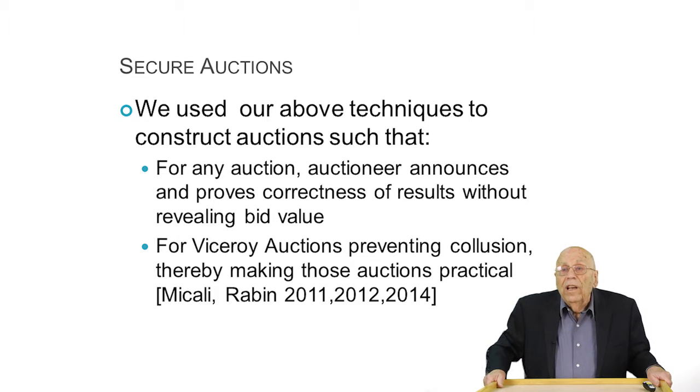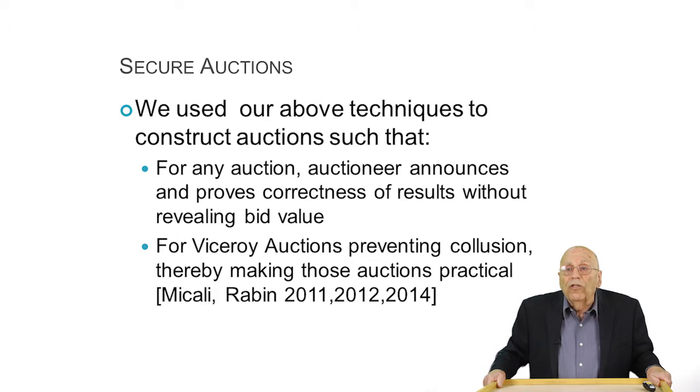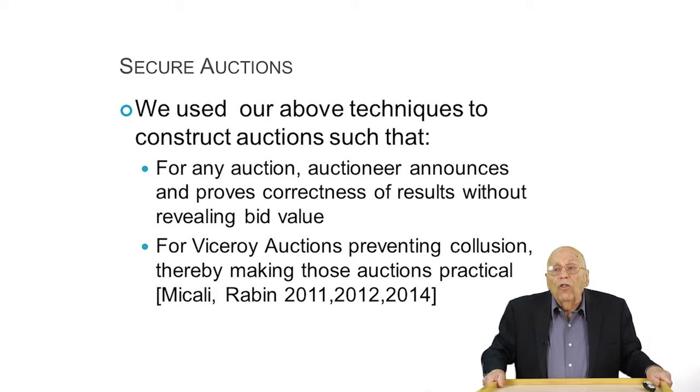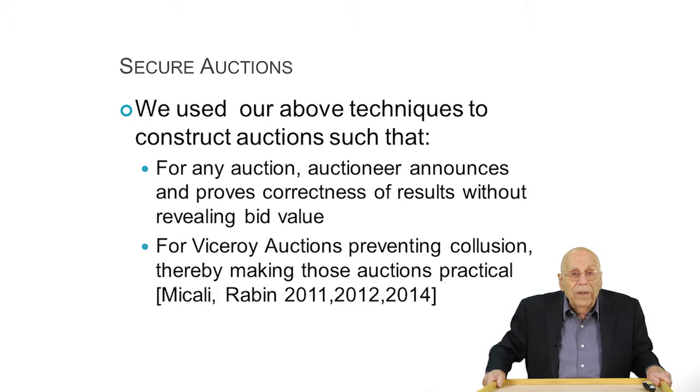Now, Vickrey auctions, which are second price auctions, are well known to be very prone to collusion between the bidders against the auctioneer or the seller. That was an open problem for many years, and because of that possibility of collusion, these auctions, despite their important theoretical properties, were not used in practice. Now, in 2011, 2012, and in a paper in 2014, Micali and I solved that problem by showing that using these efficient zero-knowledge proofs, we can create Vickrey auctions, second price auctions, where collusion is provably avoided.